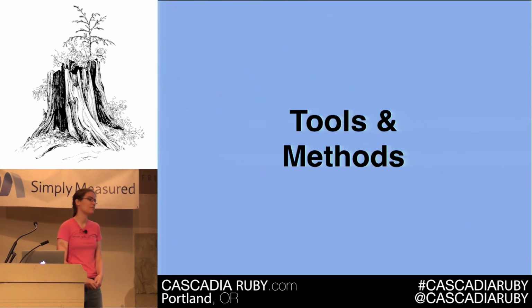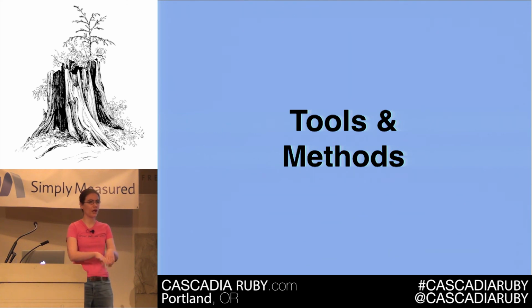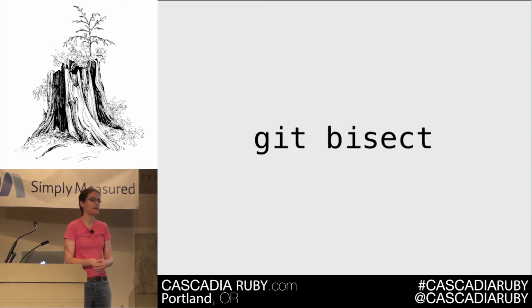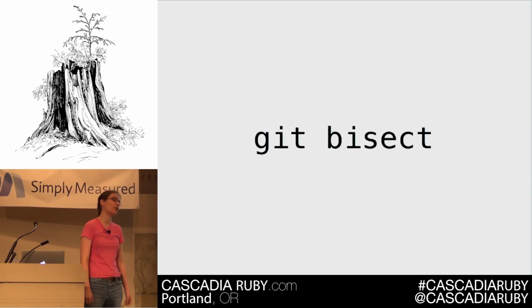So that's all nice, but it's kind of high level. So let's talk about some tools and methods that can help you. Software. Git bisect. This is awesome. It is very good for figuring out when a particular thing broke. And sometimes figuring out when it broke can help you figure out why it broke.